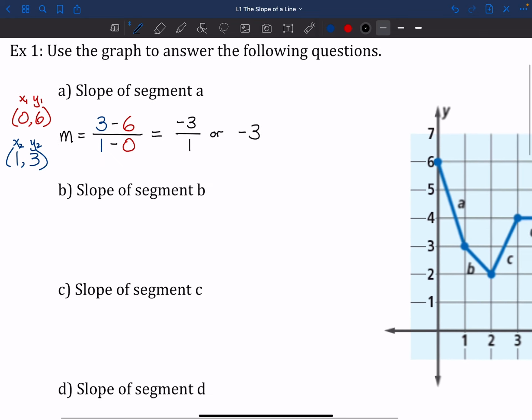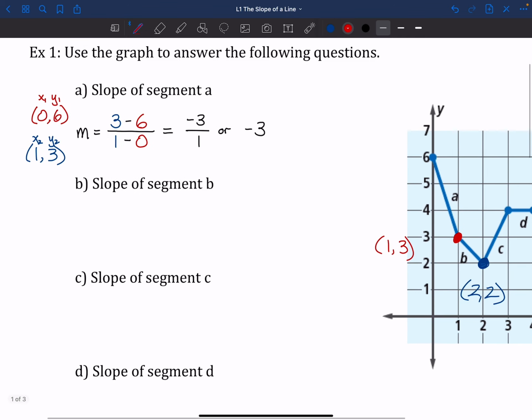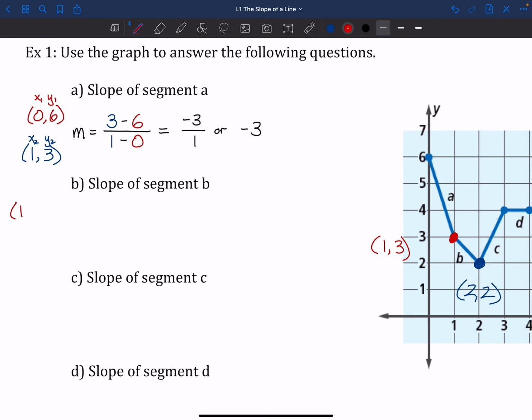Okay, let's try it again with segment B. So for segment B, again, I have to figure out what the 2 points are. This first point is the same as the one we just had for segment A, that's the point (1, 3). For the second one, that is the point (2, 2). So again, I'm going to take those points and pop them over here just so we have it all on one screen.